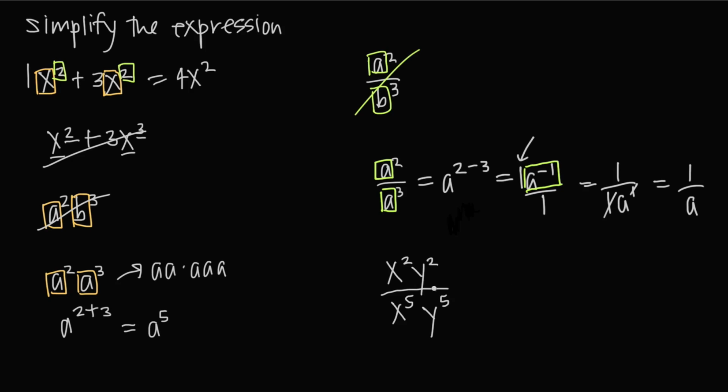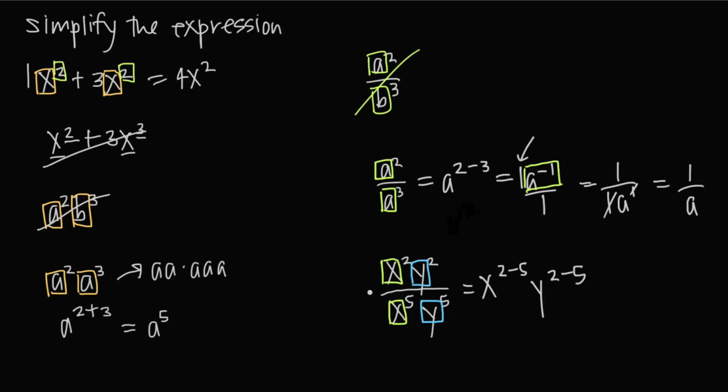Let's look at another example where we have x squared y squared divided by x to the 5th y to the 5th. Well, we're going to deal with our x's together. We have this like base of x. In the numerator we have x squared, in the denominator we have x to the 5th, and then we're going to deal separately with our y terms where we have y squared and y to the 5th. So again, dealing with our x's here, we'll get x to the 2 minus 5 when we take the numerator exponent minus the denominator exponent, and then that's going to be multiplied by y to the 2 minus 5.